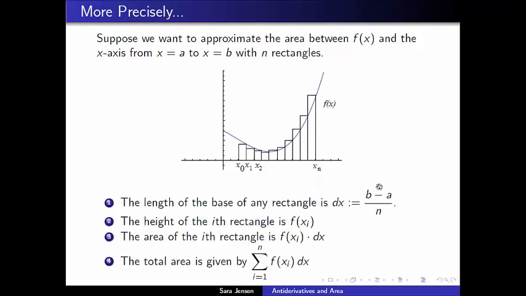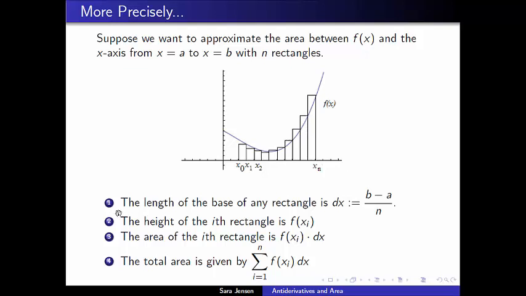The overall process that we're going to use here is very simple. We're going to determine the width of each rectangle, the height of each rectangle. We're going to use the area formula to then determine the area of one of these rectangles. And last but not least, we'll add all the individual areas up to get our approximation for the area that we want to find.